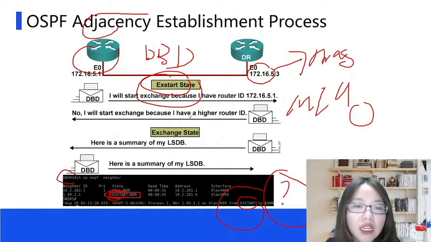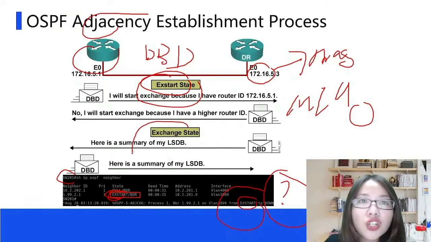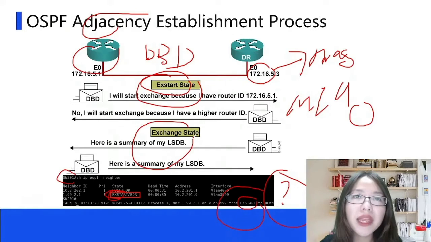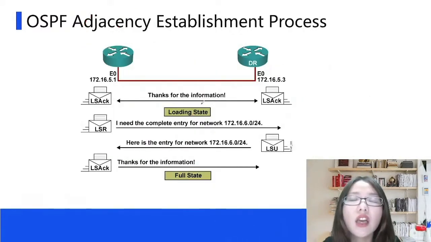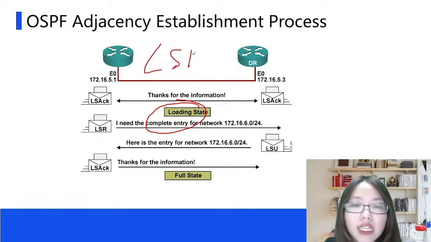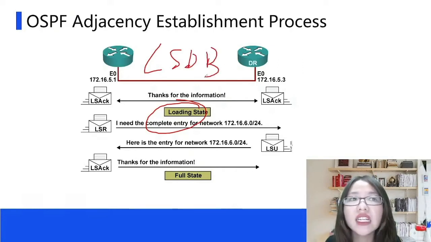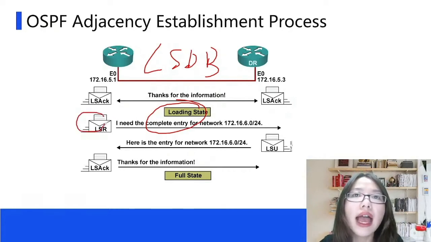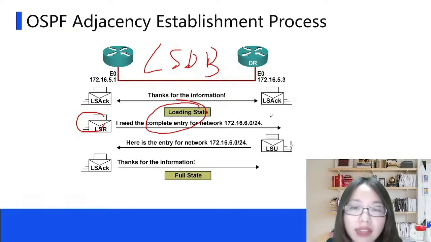Let me continue with this adjacency process. After the master and slave router election is completed, it will enter the exchange stage to exchange DBD information. After the DBD exchange is completed, the device will enter the loading state. It will compare the link state database, LSDB, with the LSA header of the received DBD and find that there is no such LSA in the database.